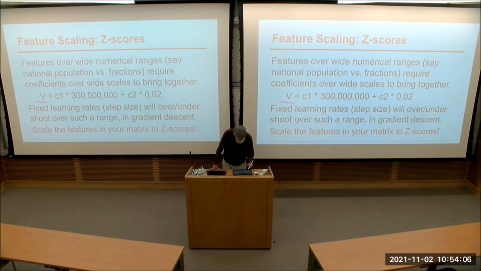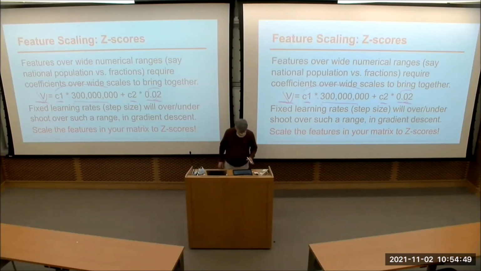But notice what happens if you try to build a model where one of the variables was the population of the country and the other was the fraction of how many could read. Note that the population is a big number and the fraction is between 0 and 1. If these are going to have roughly similar effects, either C1 has to be very, very small, or the coefficient C2 has to be very, very large. Otherwise, the contribution of this variable is not going to be anywhere near the contribution of that variable.